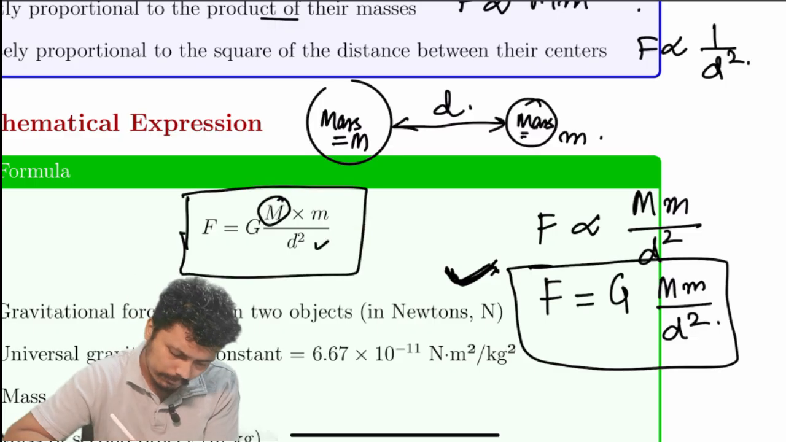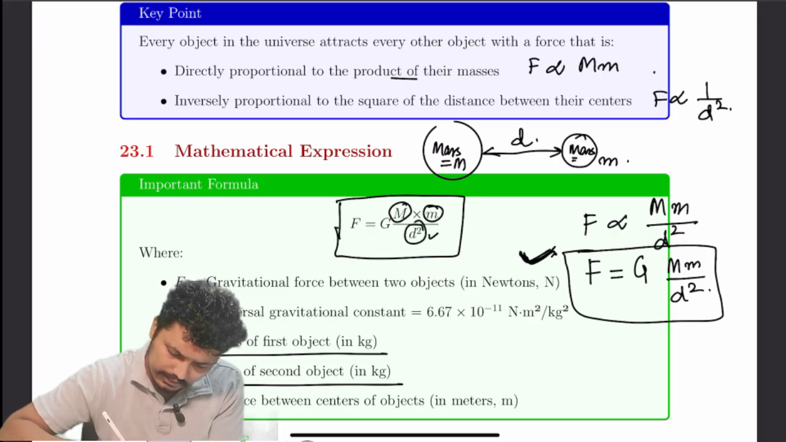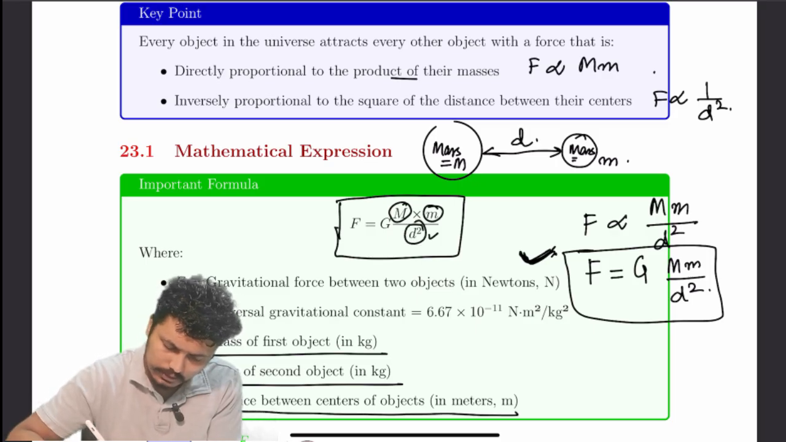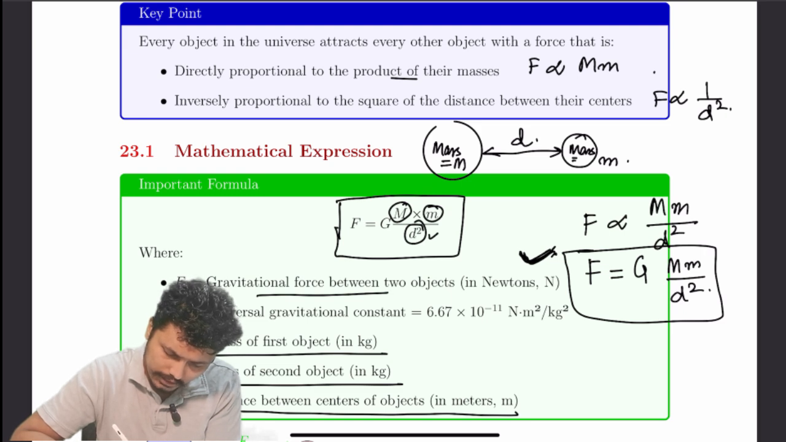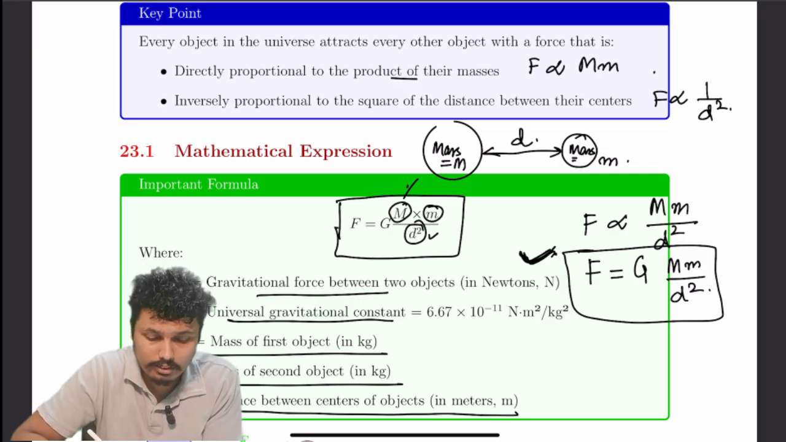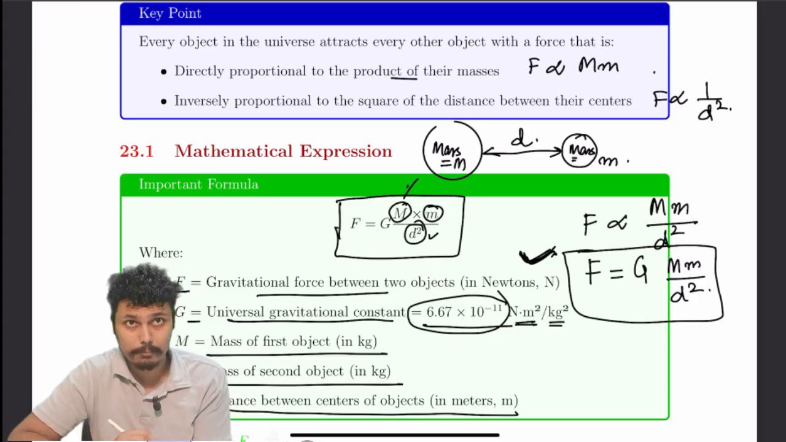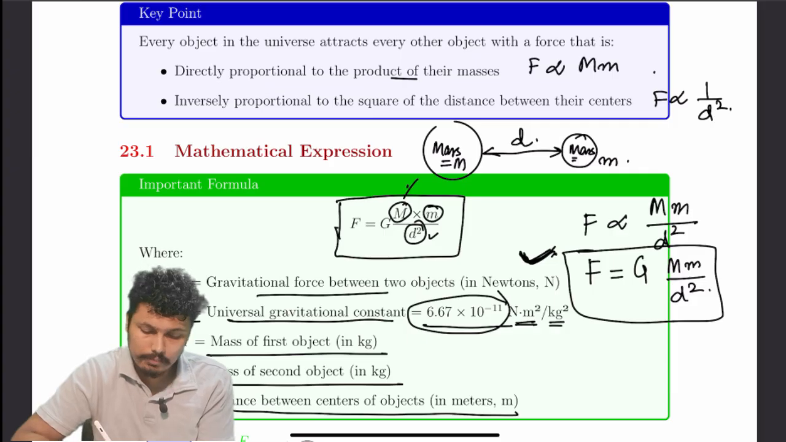What is m? The mass of the first object, small m, the mass of the second object, d, the distance between the centers of the objects, and F is the gravitational force between these two objects. G is a constant, it is calculated, it has a fixed value, you cannot change that, which is 6.67 into 10 to the power minus 11 Newton meter square per kg square.